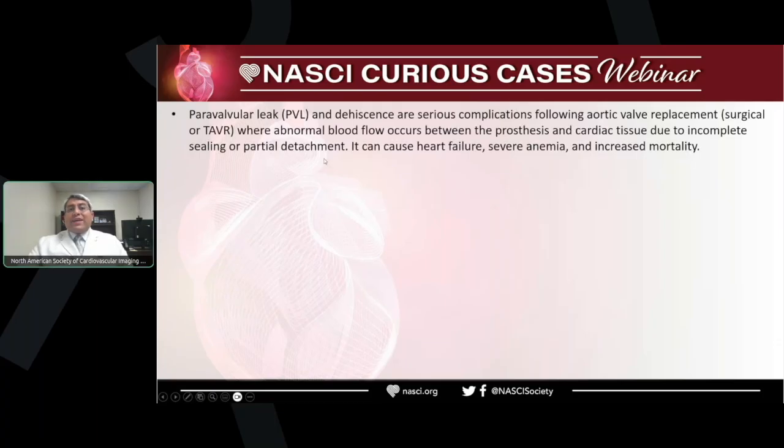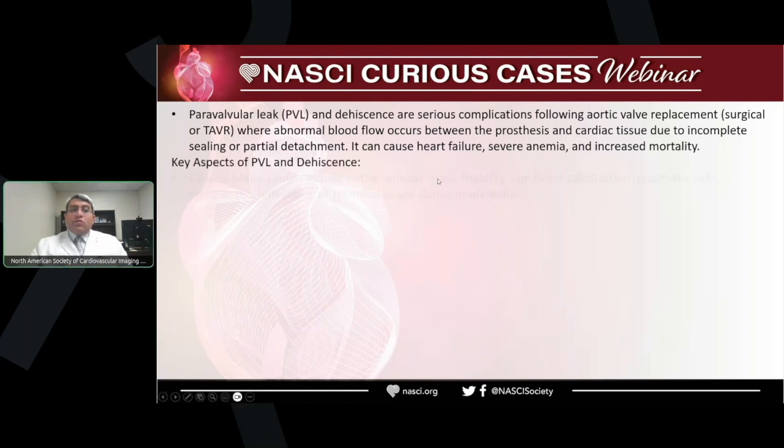Paravalvular leak and dehiscence are serious complications following aortic valve replacement, surgical or TAVR, where abnormal blood flow occurs between the prosthesis and the cardiac tissue due to incomplete sealing or partial detachment. It can cause heart failure, severe anemia, and increased mortality for those patients.